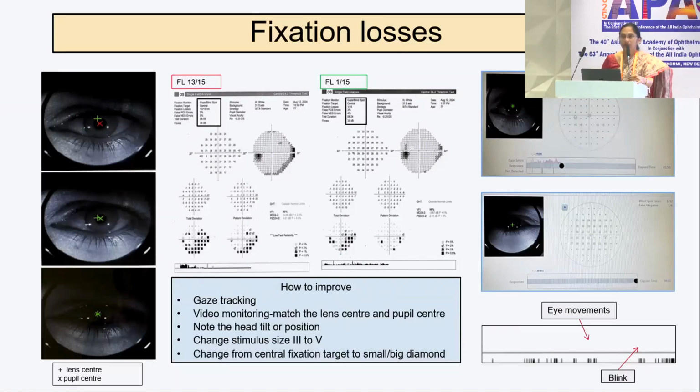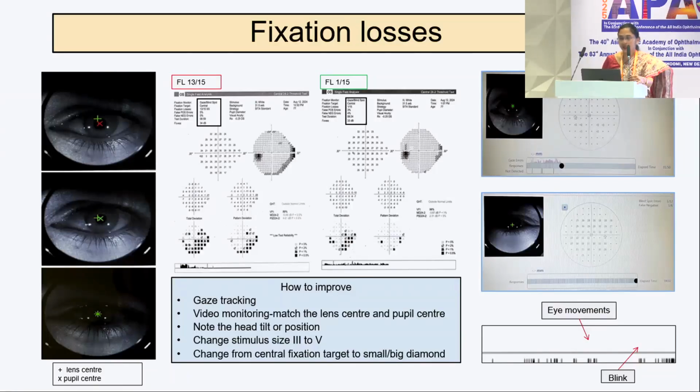And if there are a lot of movements, the test can be stopped and the patient has to be explained again. So video monitoring during the test is one way of assessing the fixation losses, and also matching the lens center with the pupil center. So as you can see here, the green plus mark is the lens center. The lens is the corrective lens which is placed in front of the patient's eye, and the red cross is the center of the pupil.